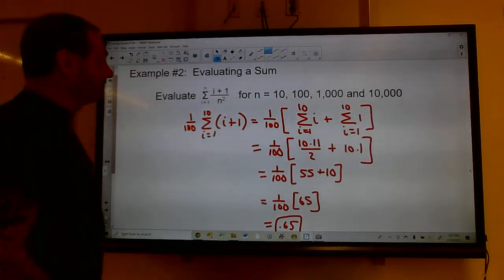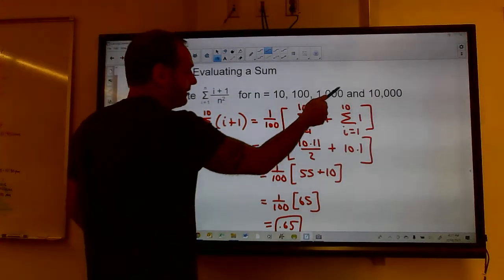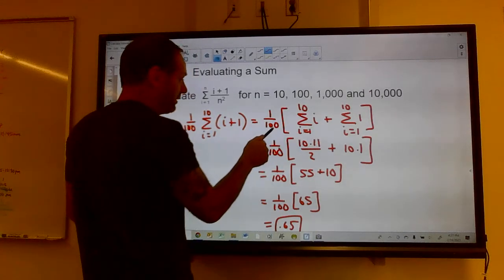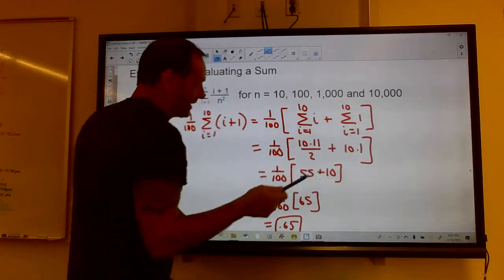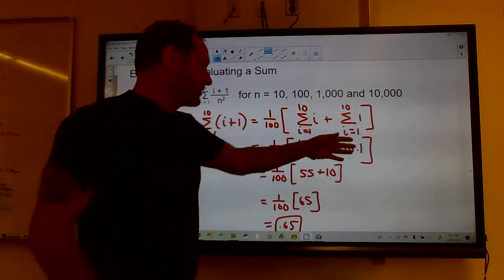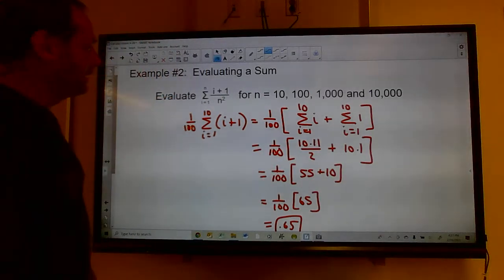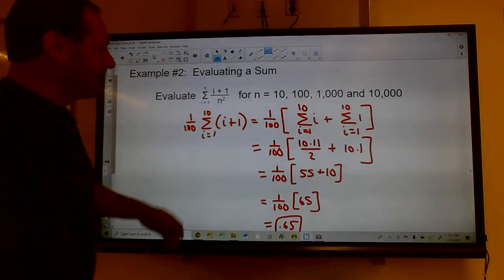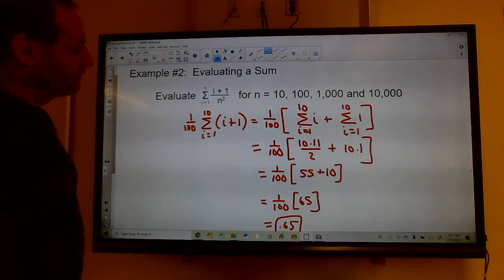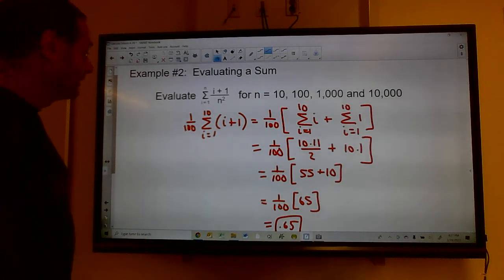And pretty much the only difference would be if I do this to 100 or 1,000 or 10,000, I'm going to change this number, I'm going to change this number, and that's it. So that's going to change the formulas, obviously, but by breaking it up like this, it allows me to do the formulas easily. I can do it in my head, actually.